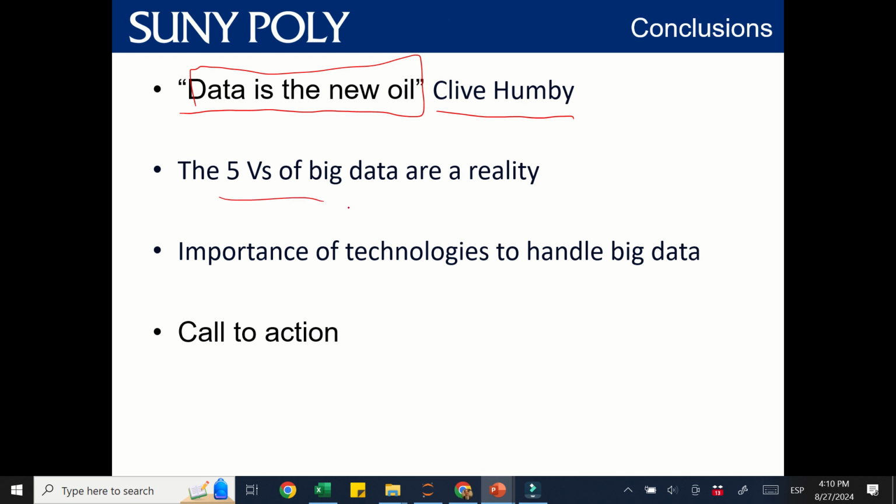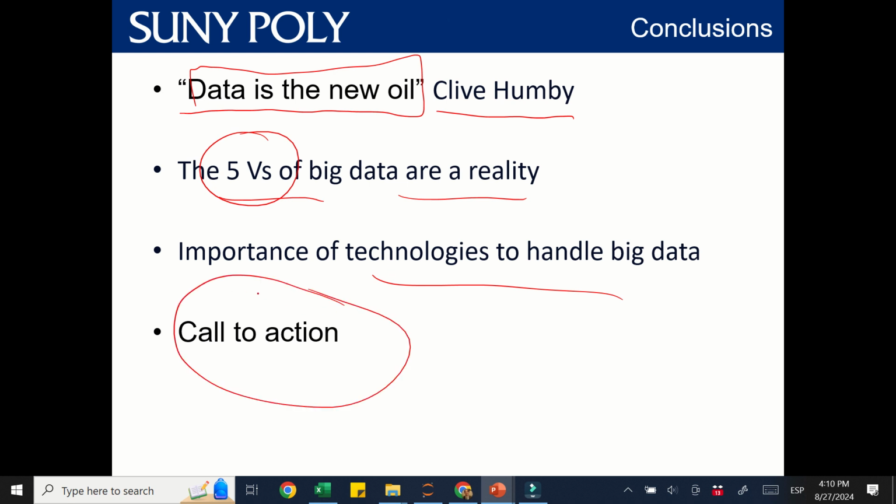So it's important to be aware of that. The 5 B's of big data are a reality. So we need to learn the tools to be able to cope with these B's. It's important to know how to use the technologies to handle big data. That's what you're going to learn here. And never forget that it's not just about coding. It's important, it's nice, I'm pretty sure that's one of your main motivations. But at the end, what really matters is going from data to action.